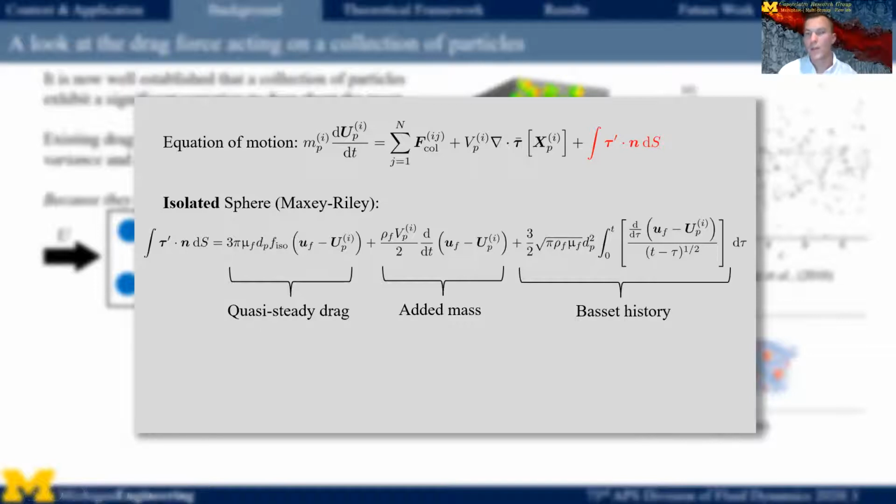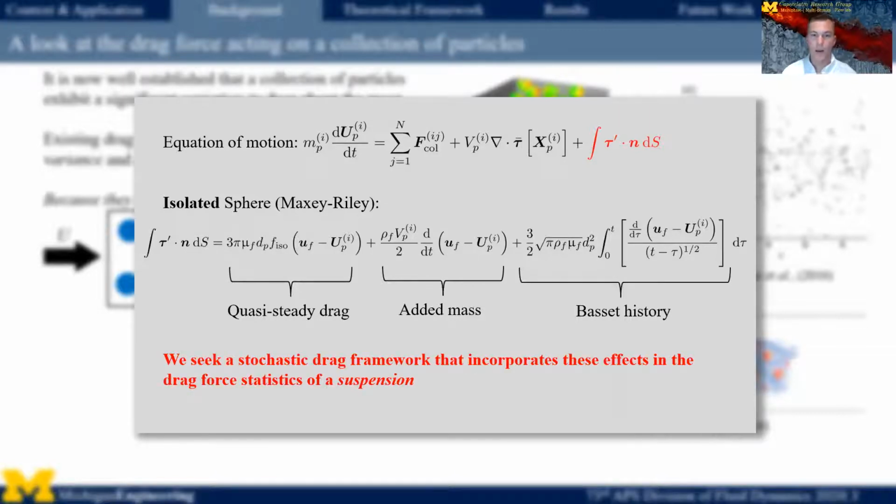For a suspension, things become a bit more complex, and what we want to do is not try to tease out each individual contribution for a dynamic suspension, but really try to build up a stochastic drag framework that accounts for these effects, but at its heart builds in the drag statistics that are present within dynamical particle-laden flow.